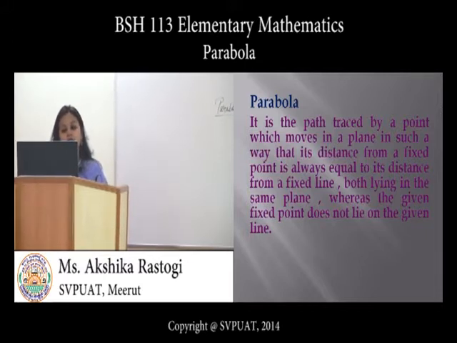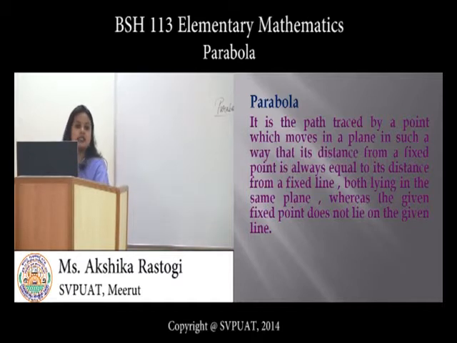It is a path traced by a point which moves in a plane in such a way that its distance from a fixed point is always equal to its distance from a fixed line, both lying in the same plane, whereas the given fixed point does not lie on the given line. So this is the condition as well as the definition of a parabola. If this condition is satisfied, then it's called a parabola.